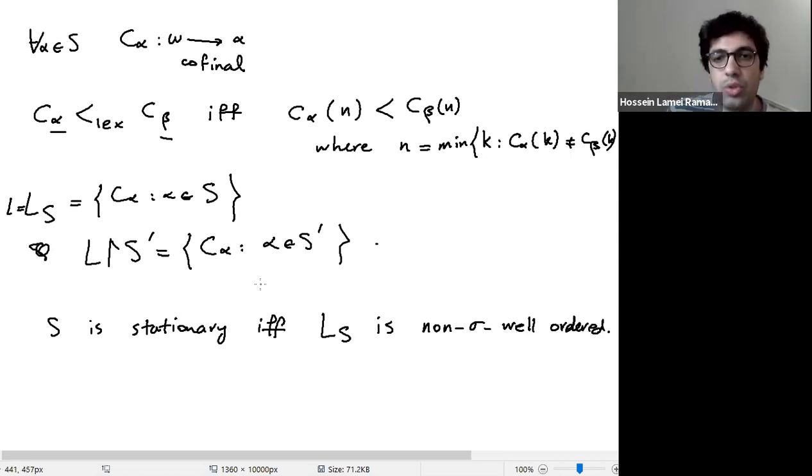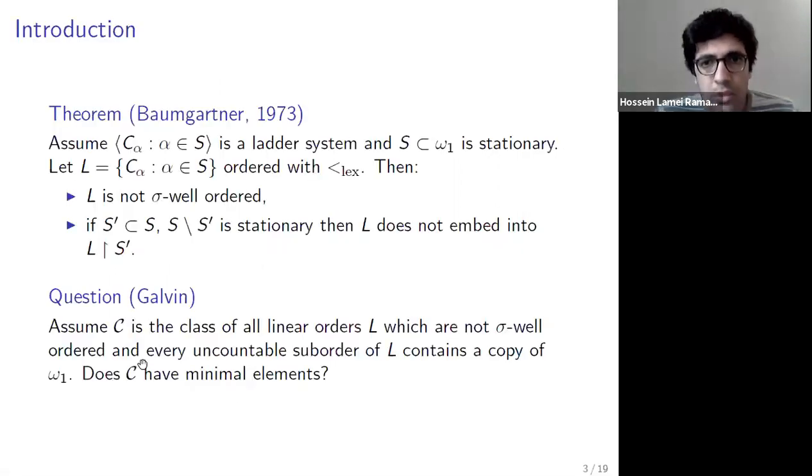The proof is just using the pressing down lemma repeatedly, but I don't remember the structure very well right now. But I'm going to introduce machinery, which is going to imply this very quickly. Okay. So this was Baumgartner's example.